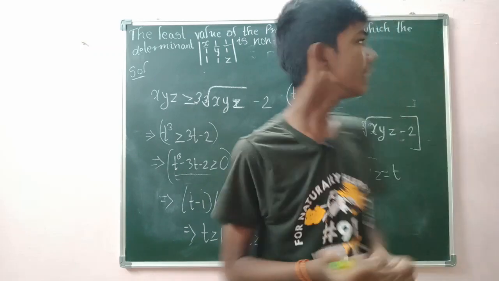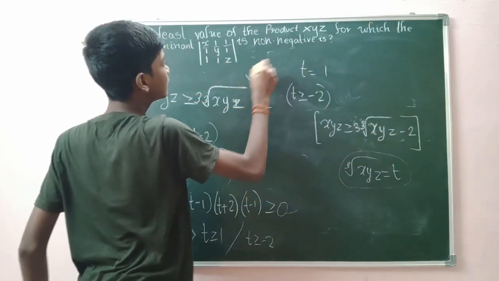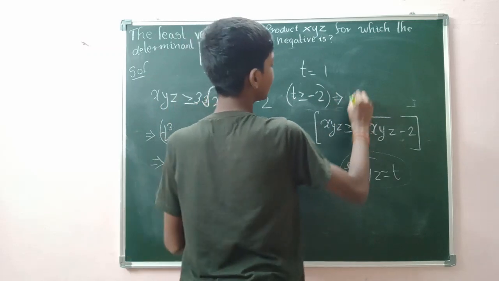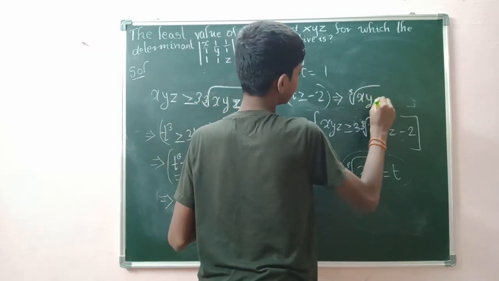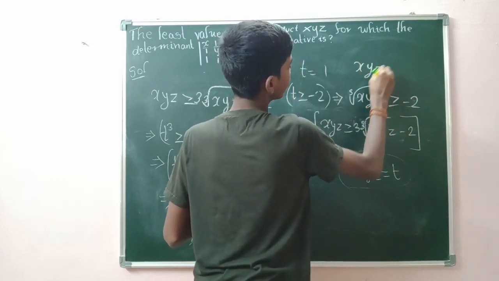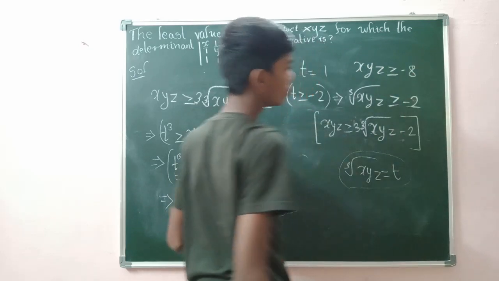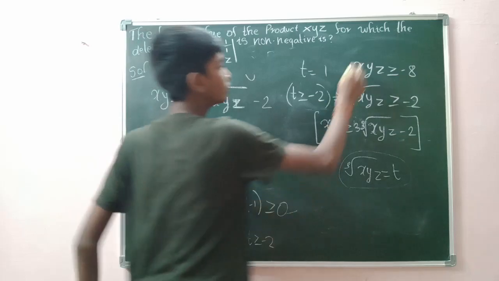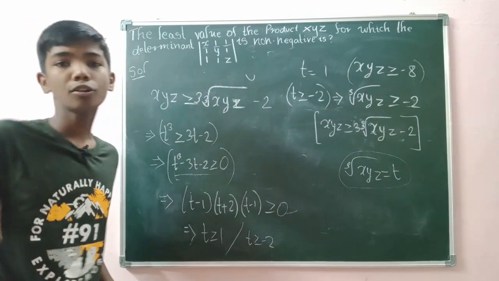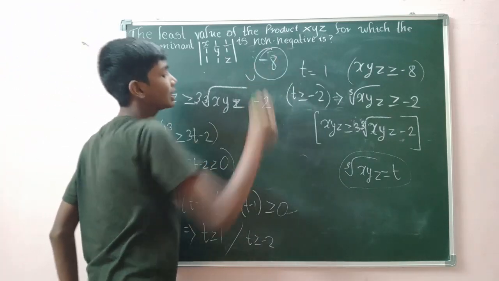So now think carefully about what we took for t. Your t is nothing but cube root of xyz. So if t is greater than or equal to minus 2, then cube root of xyz will be greater than or equal to minus 2. Just take cube on both sides. Therefore xyz will be greater than or equal to minus 8, since minus 2 cubed is minus 8. So this shows that xyz is greater than or equal to minus 8. Therefore the least value of xyz will be minus 8. And that's the answer for the question.